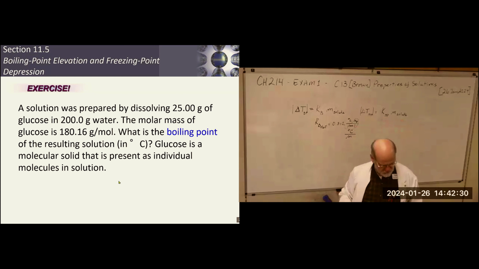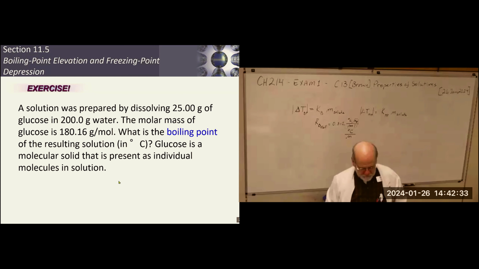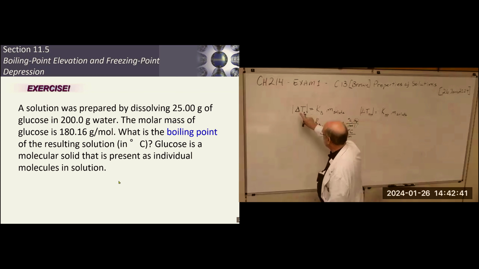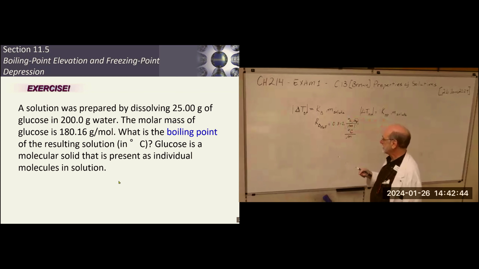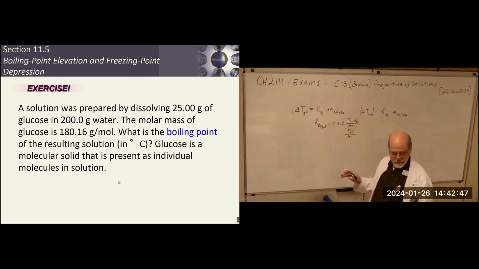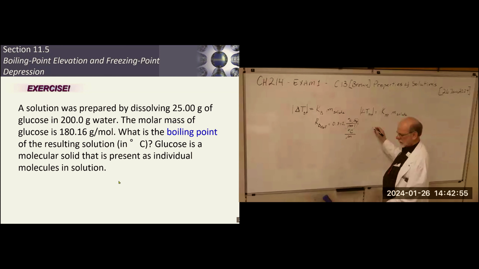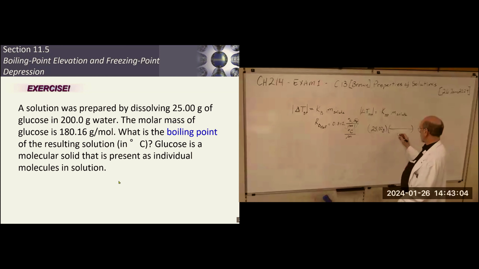Okay, so now we've got that value. The question is, what's the boiling point? So we need to find out what this difference is. First, what's the molality of the solution? We've got 25 grams of glucose, and we're going to change it to moles. With 180.16 grams per mole, divide that into 25.